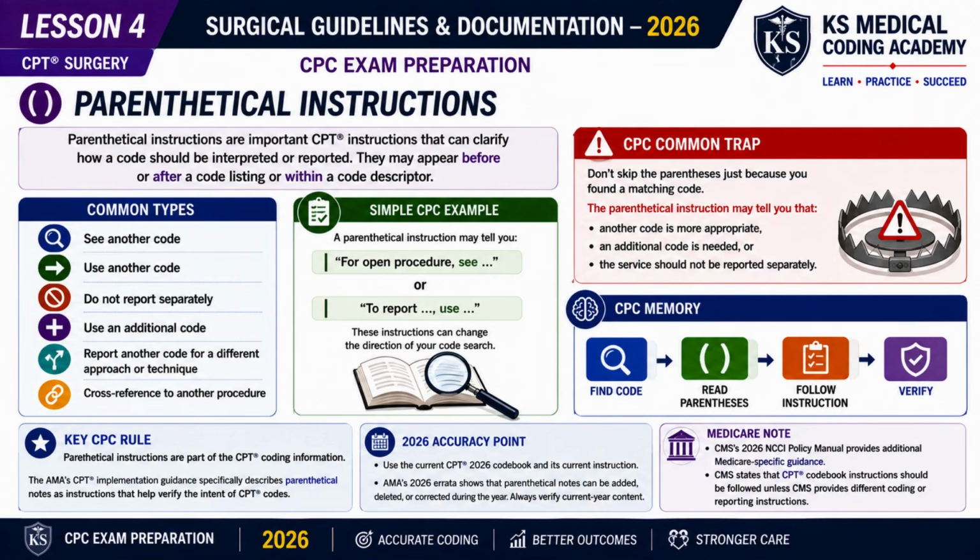Parenthetical instructions. Now let's focus on parenthetical instructions. Parenthetical instructions are important CAPTAIN instructions that can clarify how a code should be interpreted or reported. They may appear before or after a code listing, or within a code descriptor. You may see instructions such as, see another code, use another code, do not report separately, use an additional code, or a cross-reference to another procedure.